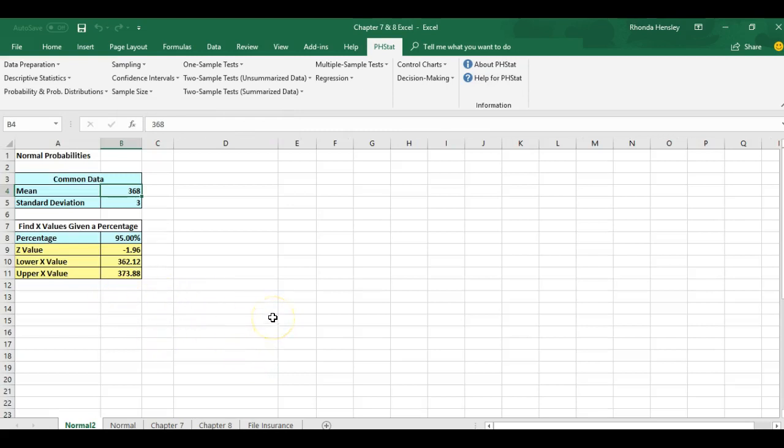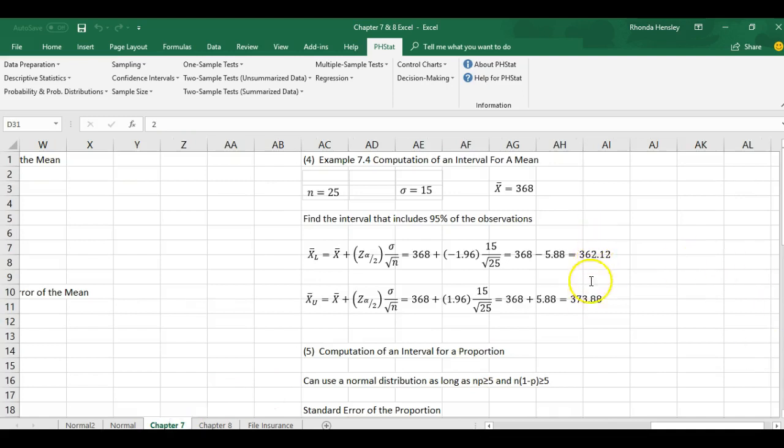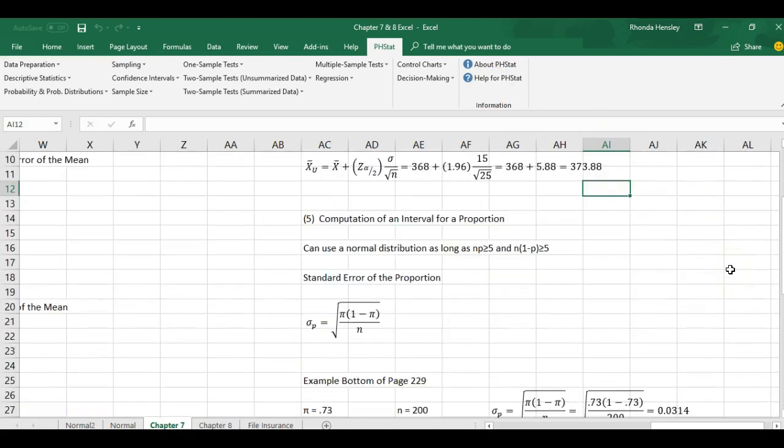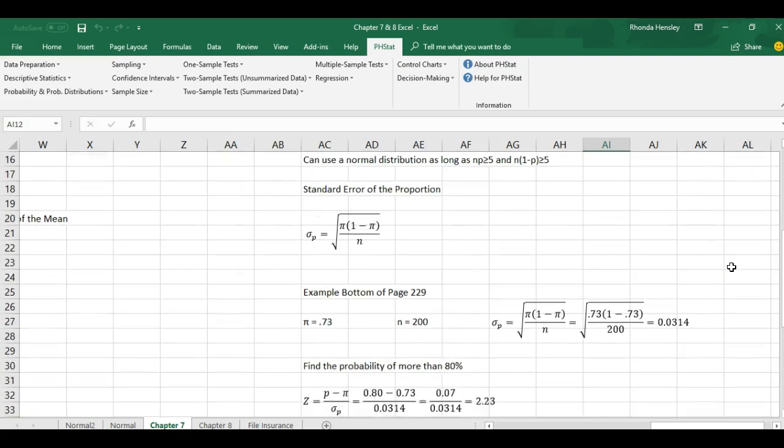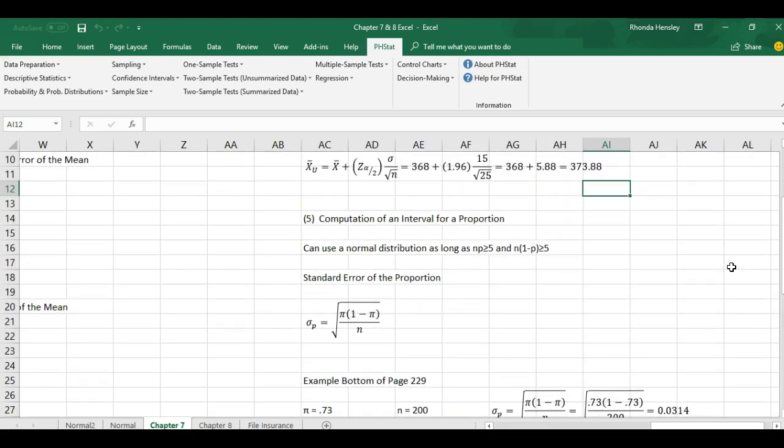And you'll see that we come up with the area from 362.12 up to 373.88. And again, this is exactly what I figured out using my calculator and looking at the book and looking up the z-score and then looking up that area for that z-score in the normal distribution. So anyway, that's how you deal with a mean. They also talk about doing proportions. Proportions are kind of different.